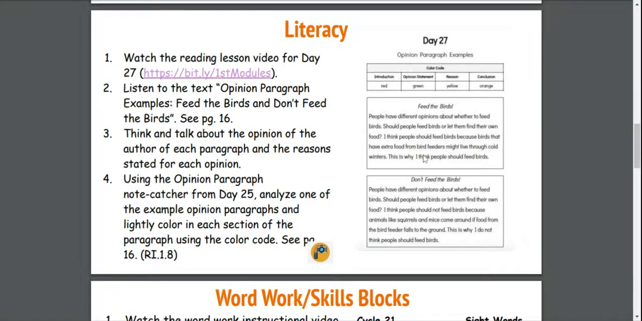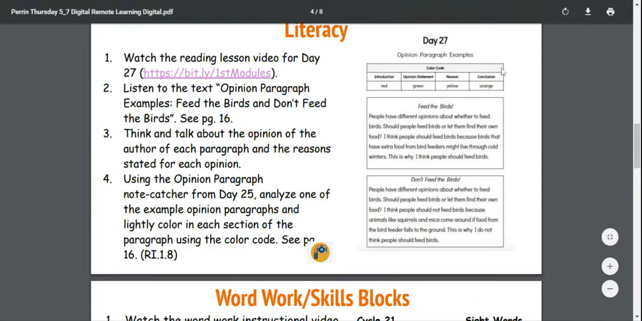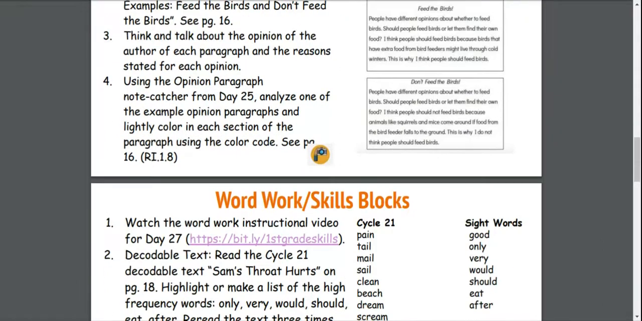The reason she thinks it is because it would help them live through cold winters. So you would color the opinion statement green and then the reason statement yellow. And then the conclusion, "This is why I think people should feed birds." So this you would color orange. You're going to do the same thing down here for people who don't think you should feed the birds.